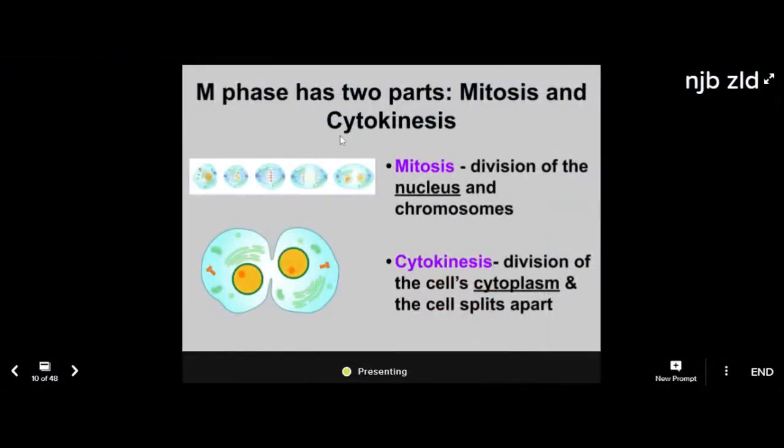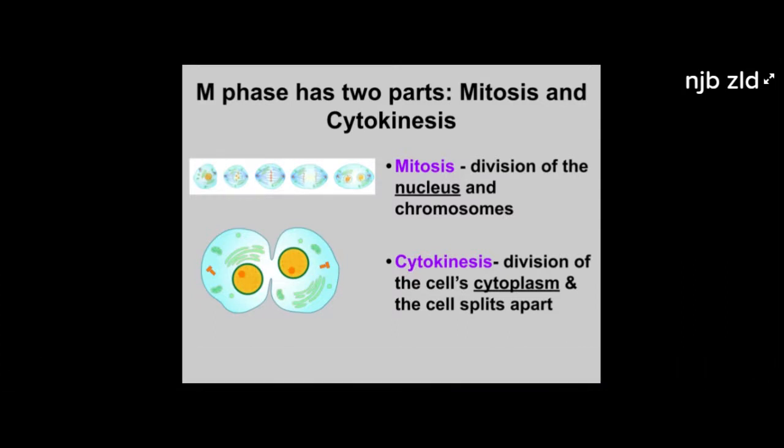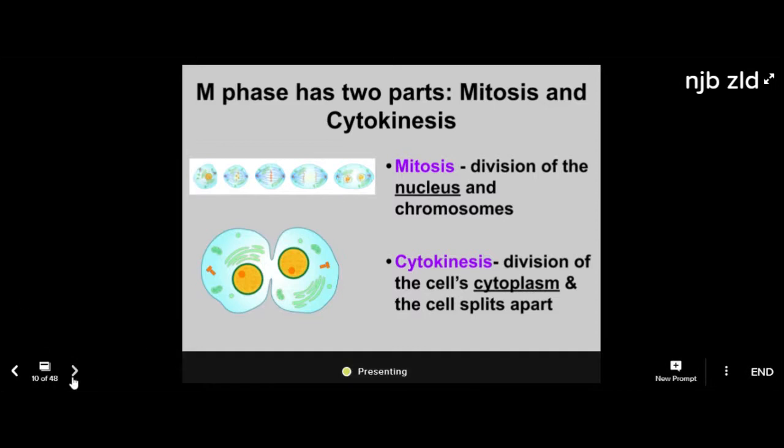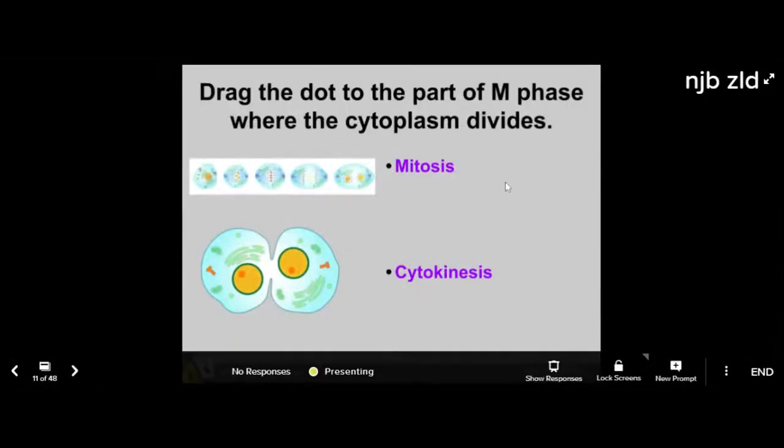Thank you. All right. M phase has two parts. We talked about it. Mitosis and cytokinesis. Mitosis incorporates all that stuff you guys talked about: prophase, metaphase, anaphase, telophase. And then cytokinesis, which is the division of the cell cytoplasm. I think of it as when a cell starts pinching in, it forms something called a cleavage furrow. That's when the cells pinch in and separate. That pinching is a cytokinesis process happening. Cytokinesis is the process of the cells pinching and separating to form two identical daughter cells. All right, drag a dot to the part of M phase where the cytoplasm divides.